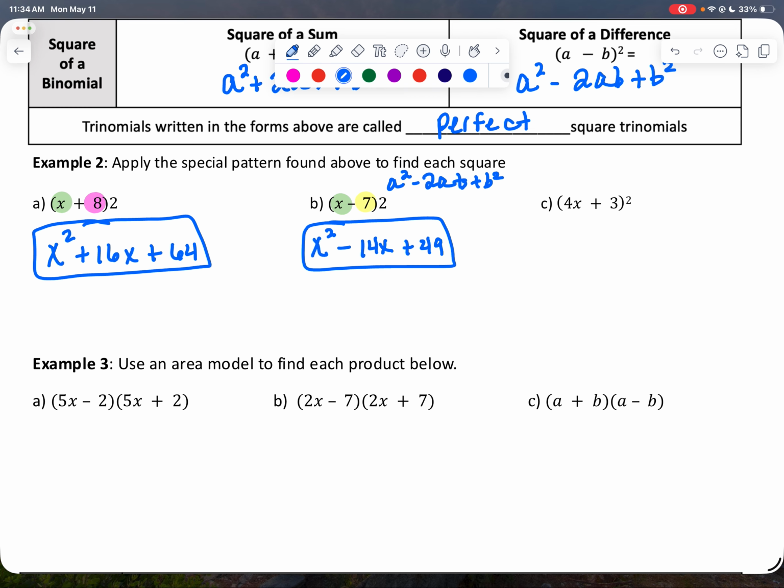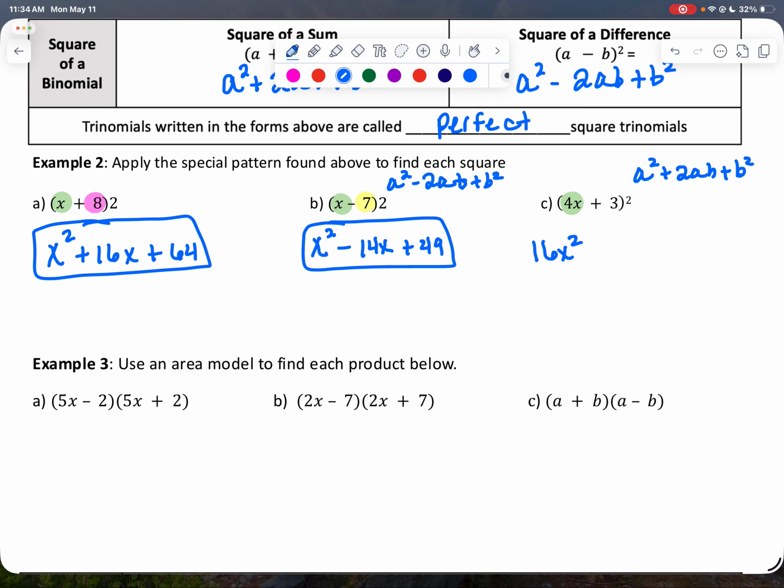All right, in problem C, we have 4x plus 3 quantity squared. So since this problem has a plus in it, our pattern we're going to use is a squared plus 2ab plus b squared. So let's try this process again. Take your first term, 4x, and square it. So 4x times 4x is 16x squared.